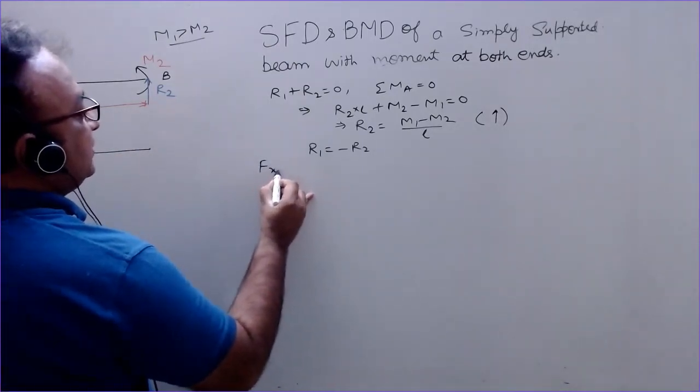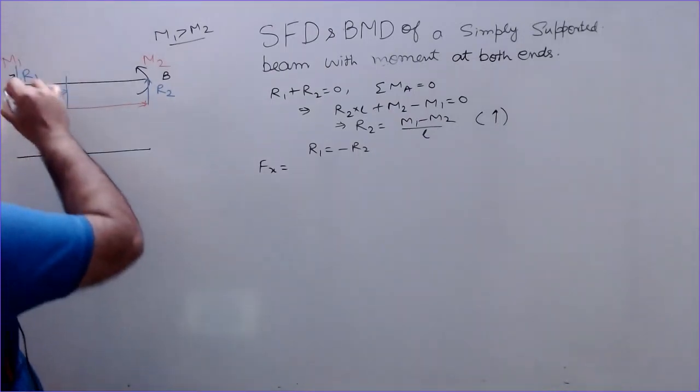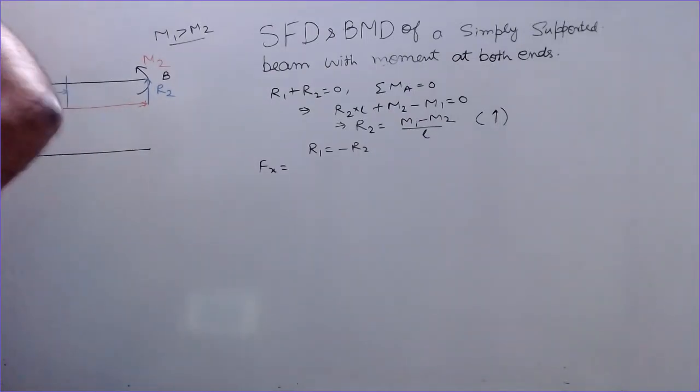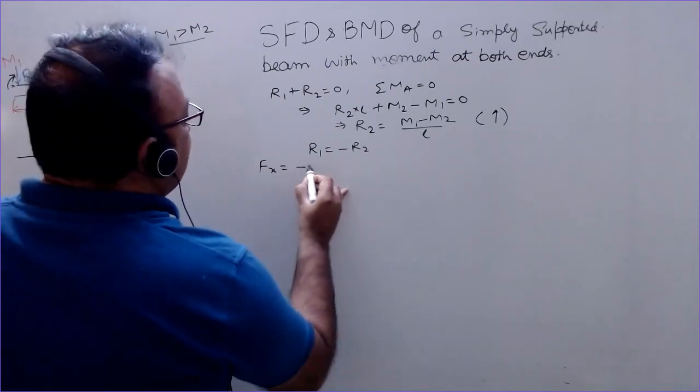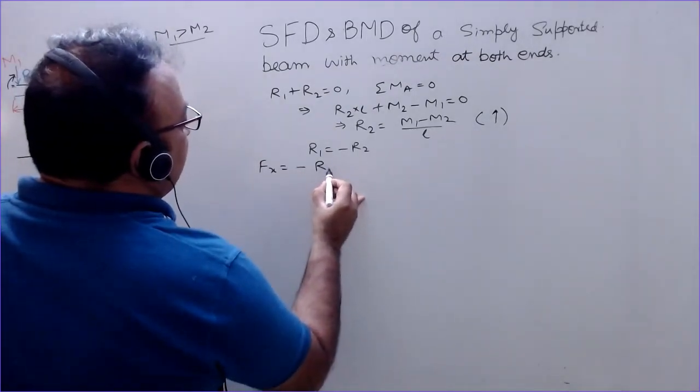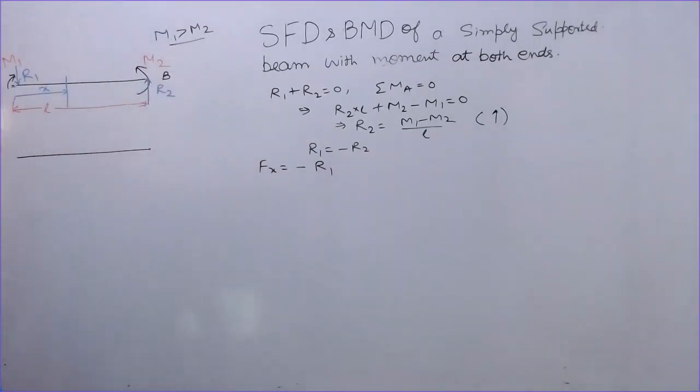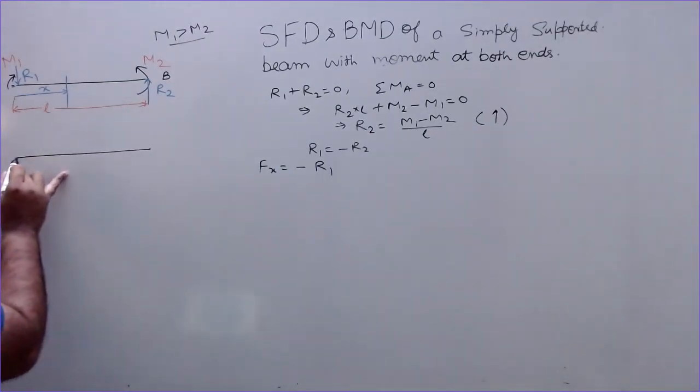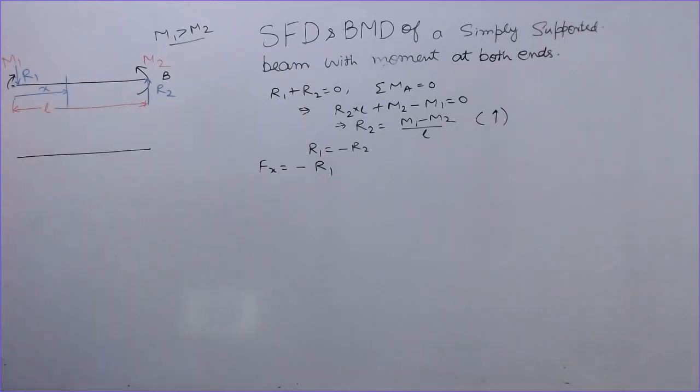Fx is equal to the moment of this force in downward direction, so it is negative. The force only, not moment, minus R1. So the shear force here you can write down. The value of R1 is given. So the shear force diagram, it is very easy to draw.